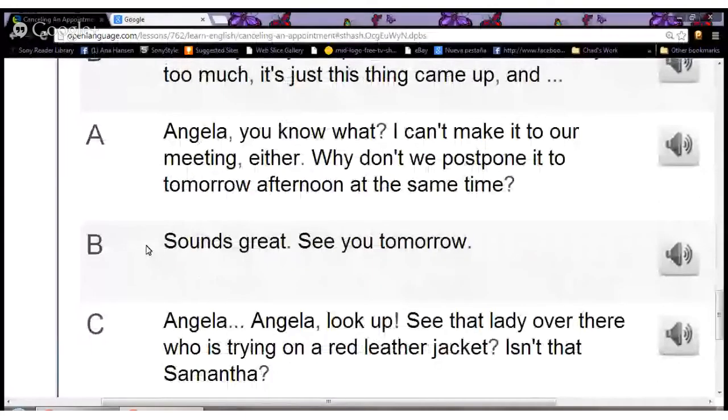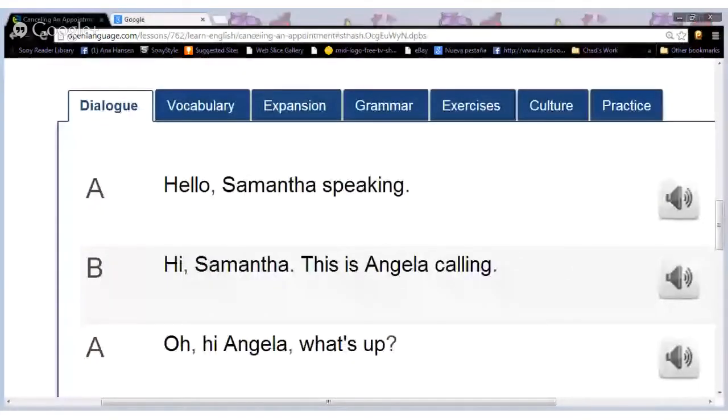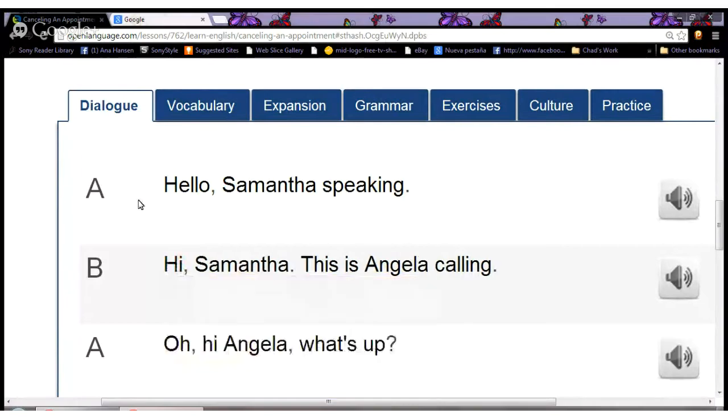And I'll go ahead and read this C section, since it's only one time. And let's go to Amparo and Francisco, okay? Amparo, you'll be A, and Francisco will be B. Okay? Go ahead, you guys.